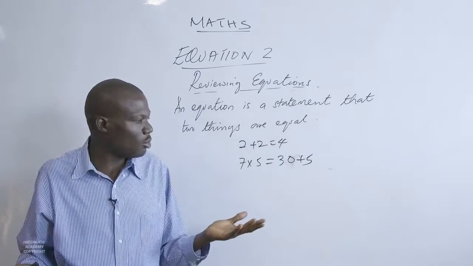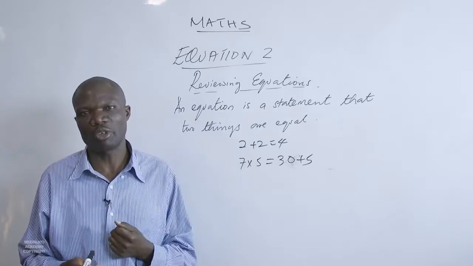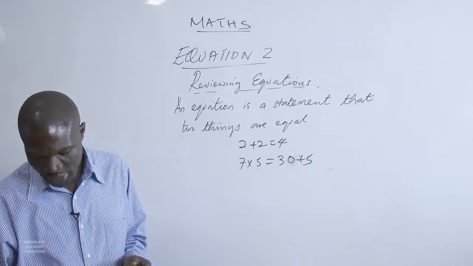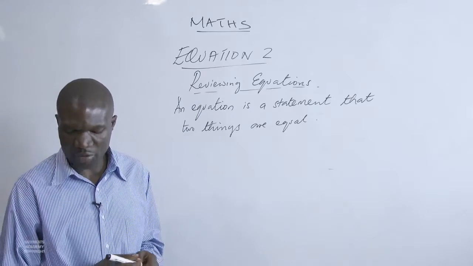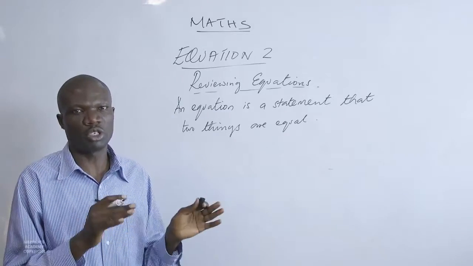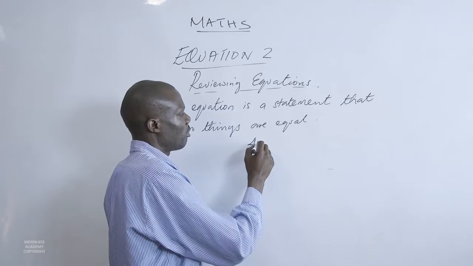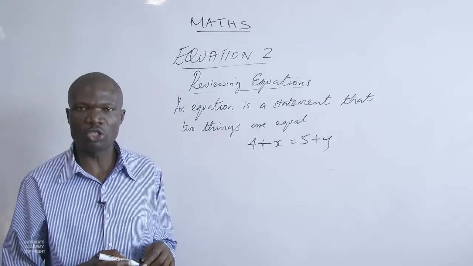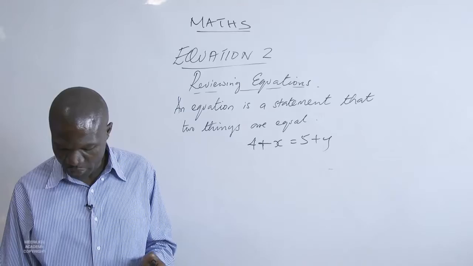This is also a true equation because on the left-hand side, 7 times 5 is 35. On the right-hand side, 30 plus 5 is also 35. And we can also agree that when we have equations, even if we have unknowns or pronumerals, when they are equated, when we solve, they should give us values that will equate the two. So also, 4 plus x is equal to 5 plus y is also an equation, depending on how we shall solve those.